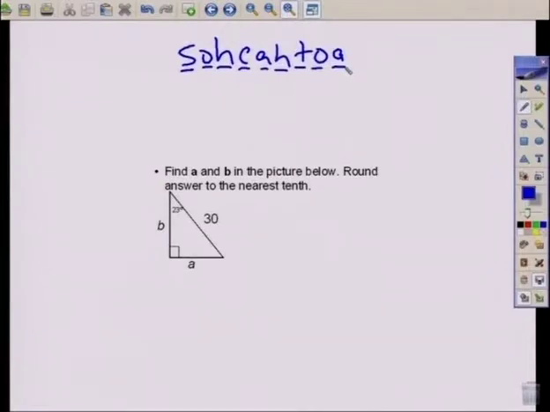So right now on your paper, I want you to please calculate the side length represented by A and the side length represented by B. And if it's not shown up very clearly here, this is a 23-degree angle right here, and our hypotenuse is 30. And please calculate A and B to the nearest tenth.